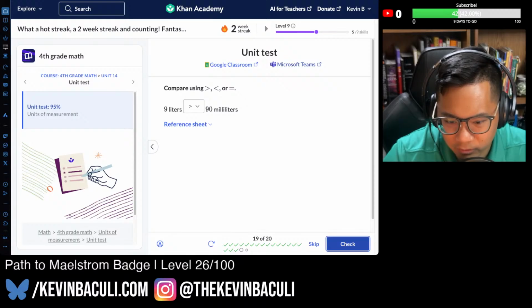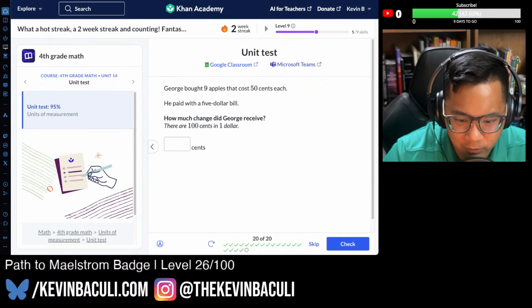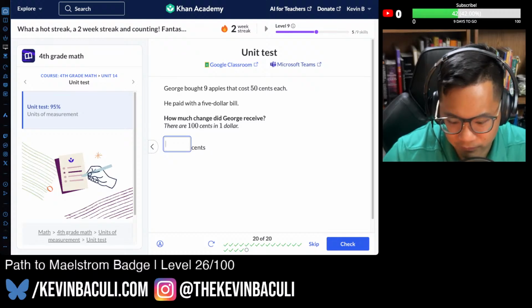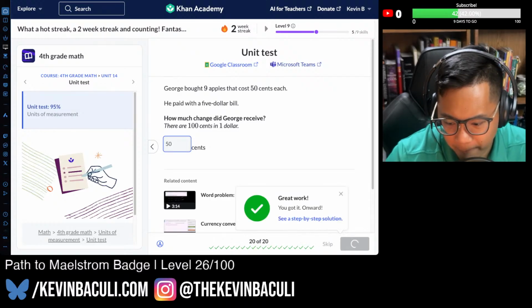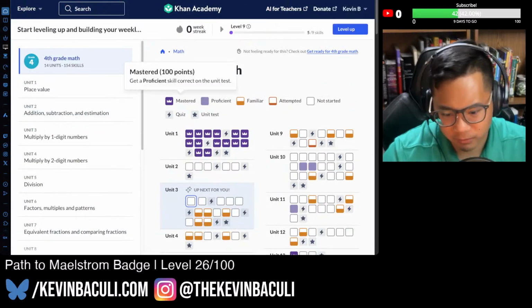That's way more. George bought 9 apples that cost 50 cents each. He paid with a $5 bill. How much change did he receive? That's $4.50. Nice. Unit 14. Okay, what's the longest one?